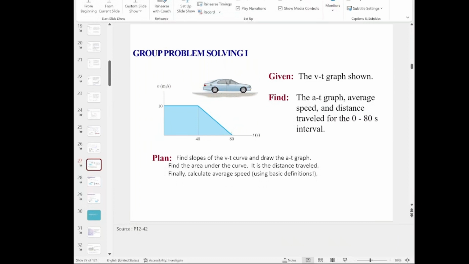So in the next problem, I'm going to look at determining the a-t graph, the average speed and distance. So the average speed and the distance that you traveled between 0 and 80 seconds. How far did you go, starting here and getting to here, the end, okay? All right.